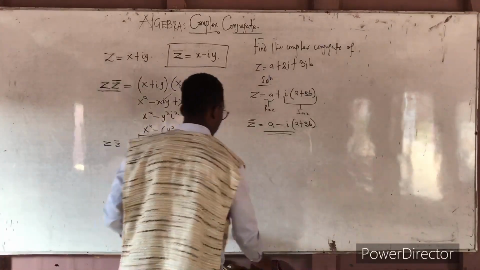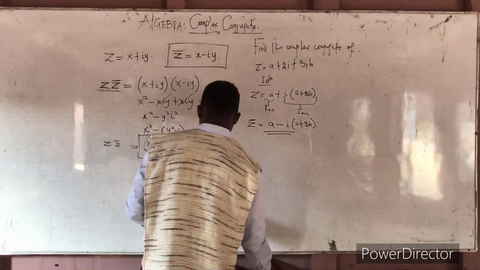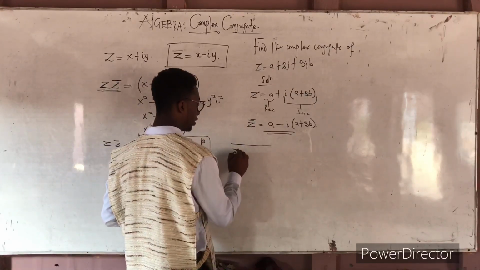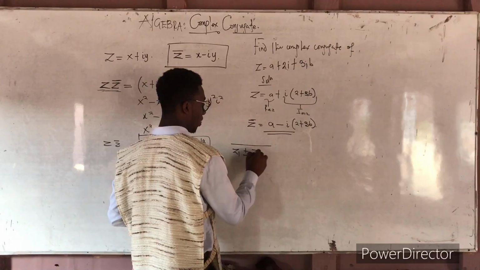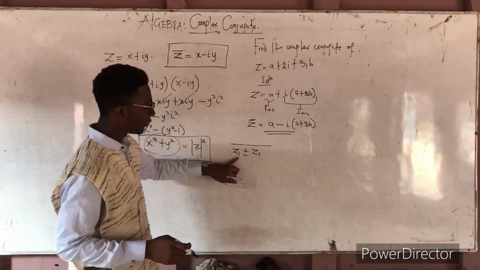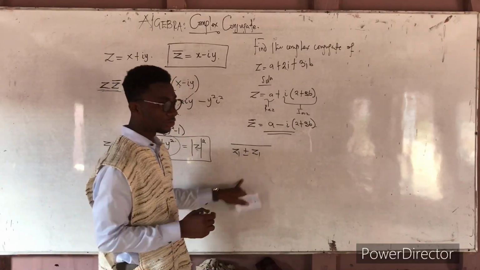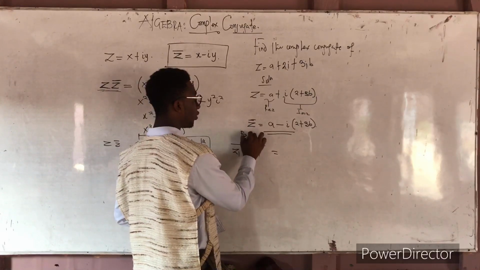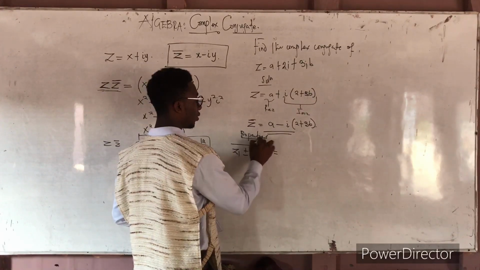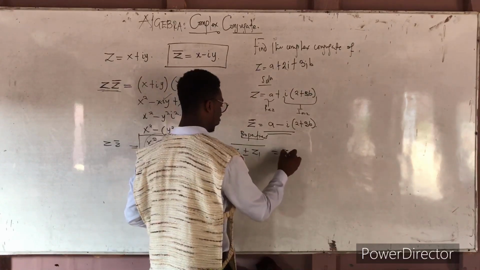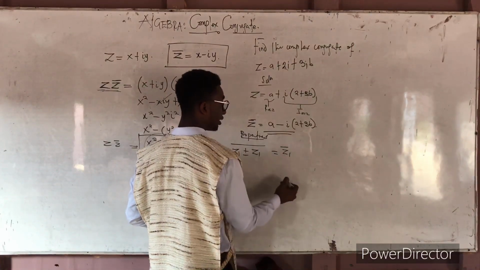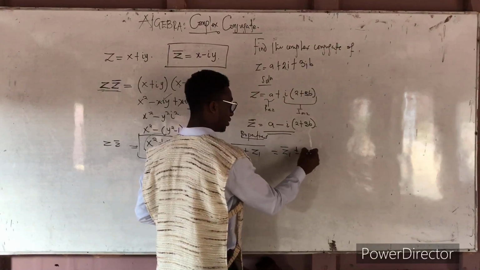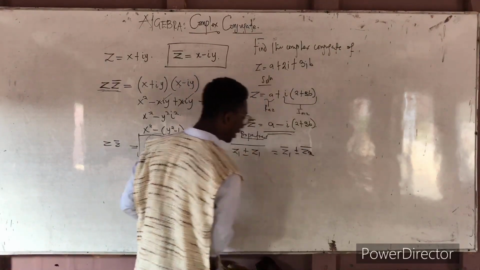I want us to look at one or two things here. Anytime you have the complex conjugate of z1 plus or minus z2, these are some properties you have to know. It's the same as the complex conjugate of z1 plus or minus the complex conjugate of z2.